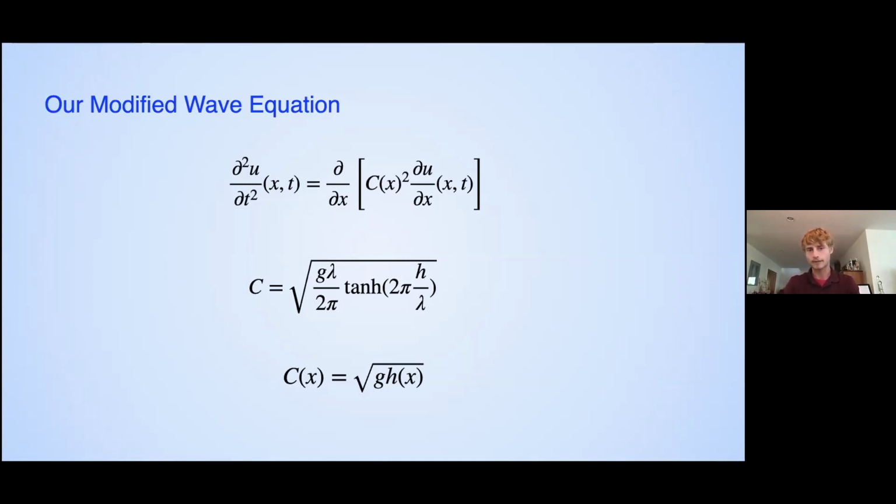And then we have wave speed. When we start to consider water depth, obviously that wave speed is changing. So we get this square root, which is gravity.